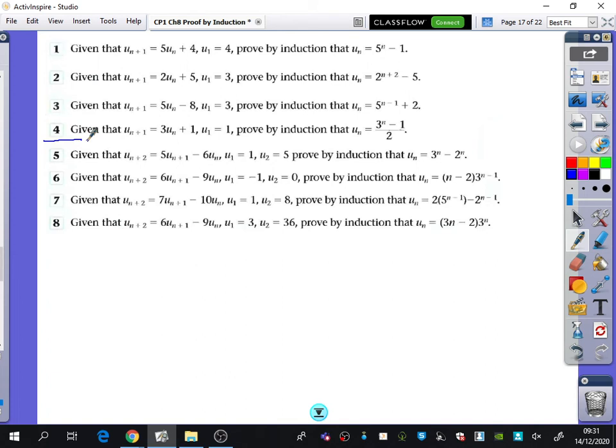What's the main way that you can tell there's going to be the 2 assumptions? There's u1 equals something and u2 equals something. Yeah, you've got 2 starting points, and the formula is defined in terms of 2 previous terms. So you've got a few more things going on.